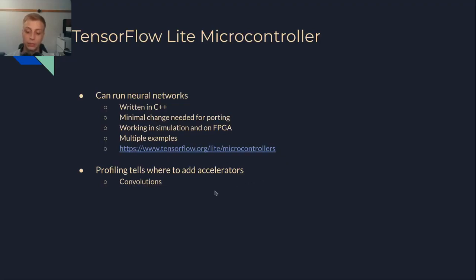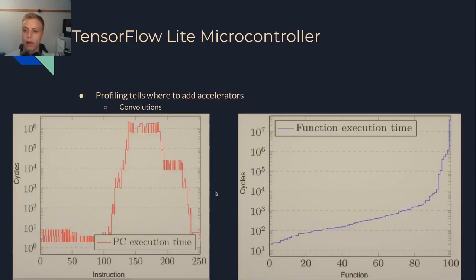Other than that, I made some profiling tools to tell me where to add accelerators, because once you have a neural network, it will run for a long time. So profiling tells me exactly where the processor is spending most of its time. And this is convolutions when you're doing a convolutional neural network. So here we have two examples, or two graphs showing my program running. And this is for the convolutions.